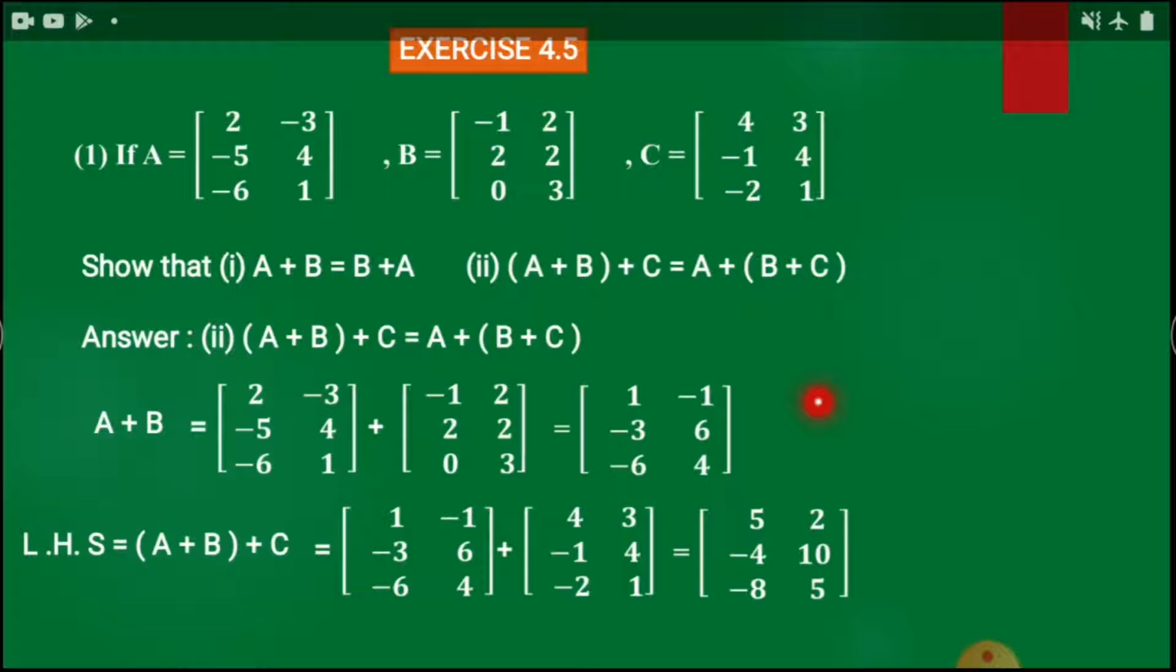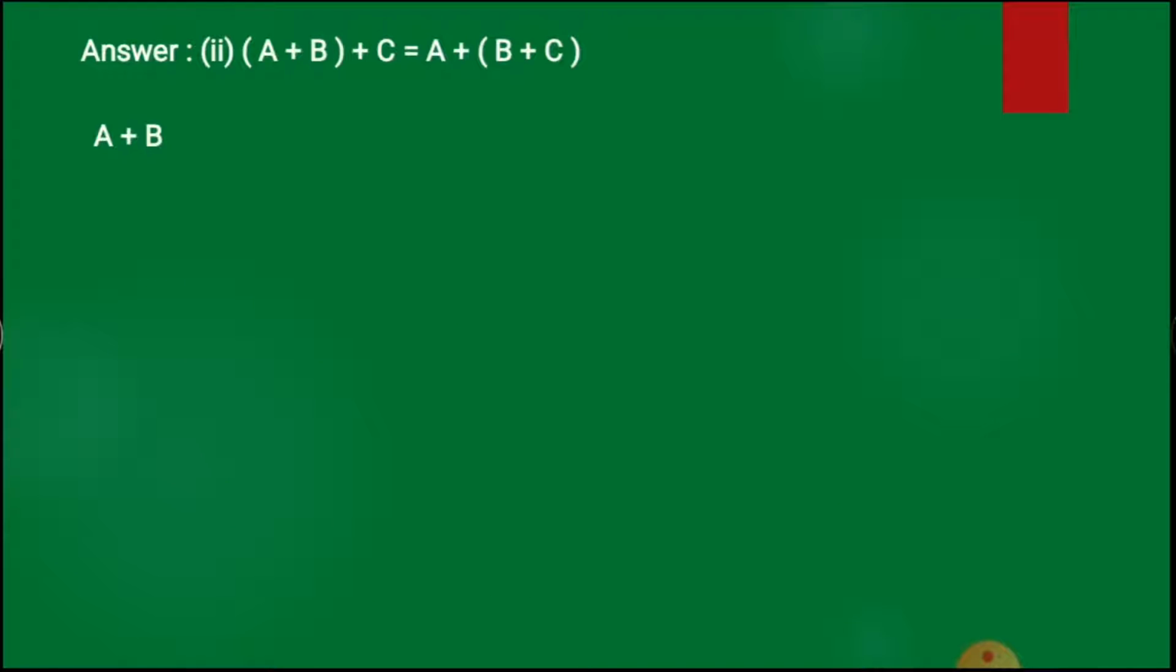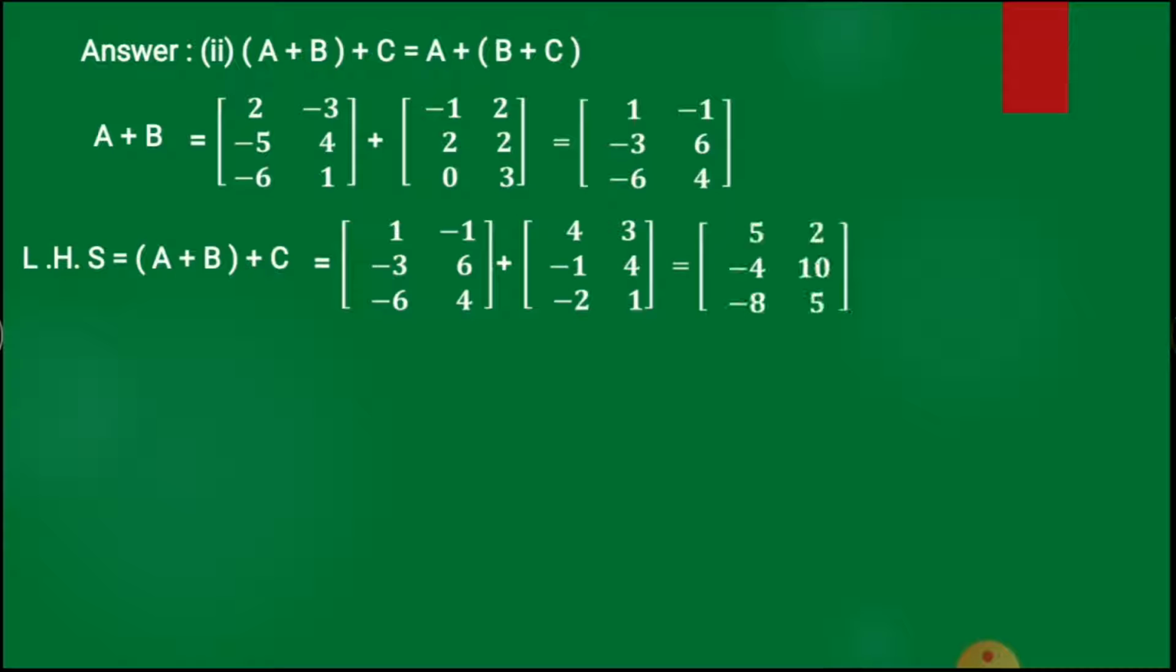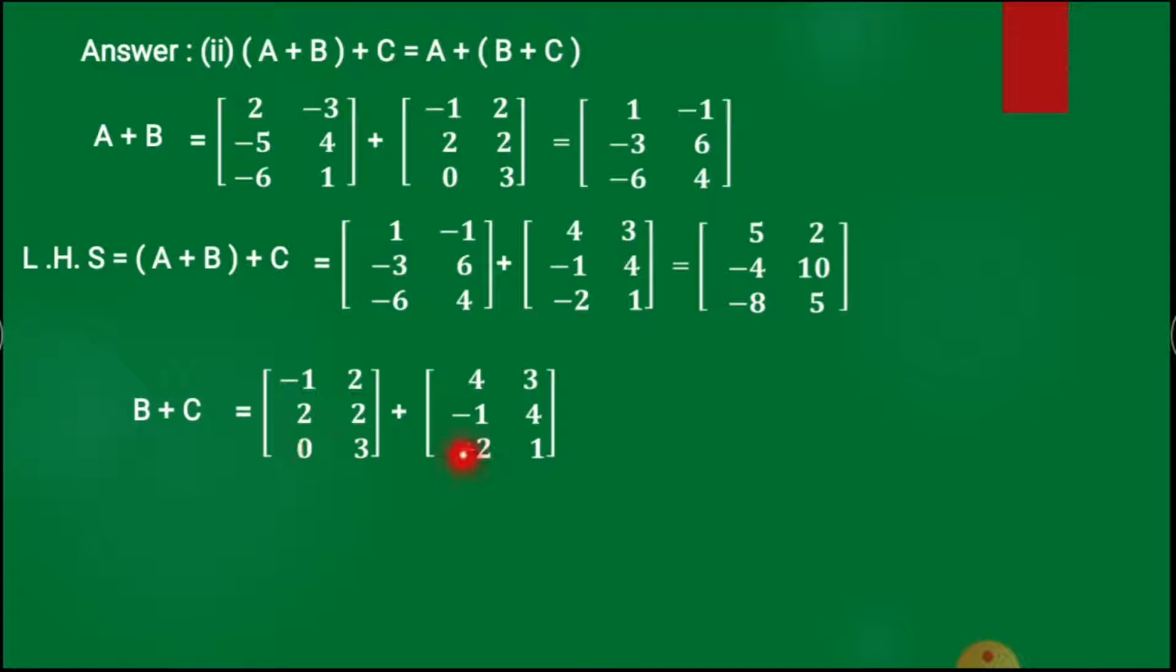Similarly we have to find right hand side. So for that we have to add matrix B with matrix C first. So we write here matrix B plus C. So substitute value of matrix B and value of matrix C. So we add corresponding elements.